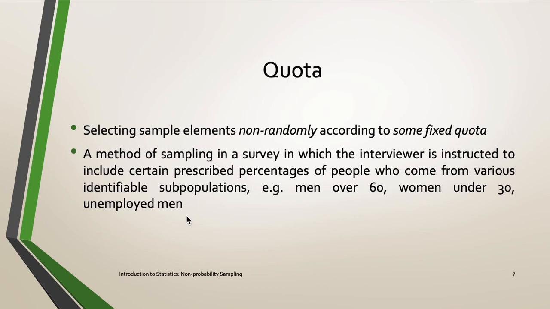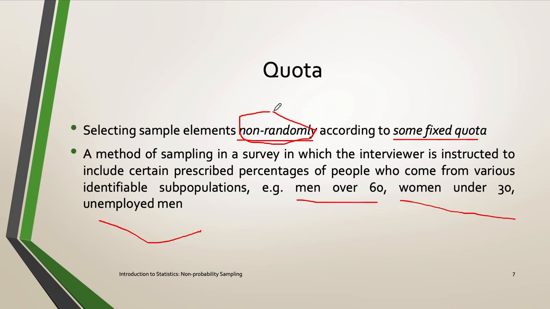Now let's have here the quota sampling. Quota sampling is when you select sample elements non-randomly according to some fixed quota. So you have a quota already, and then you will just interview the first number of people on your quota. This is a method of sampling in a survey in which the interviewer is instructed to include certain prescribed percentages of people who come from various identifiable subpopulations, for instance, men over 60, women under 30, unemployed men, and so on. It depends on the study, but the thing is, there's a quota, and then you choose your respondents non-randomly. I want to emphasize that: non-randomly.